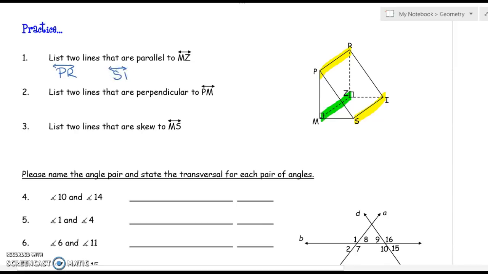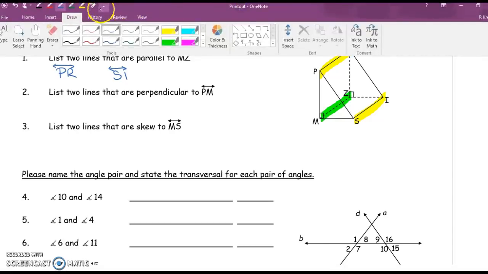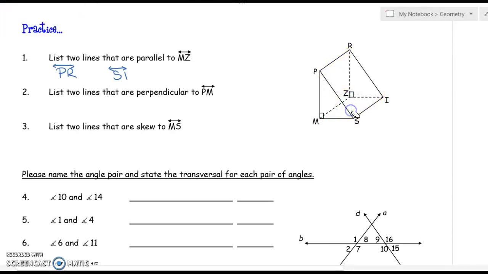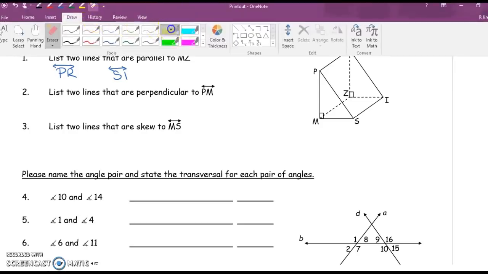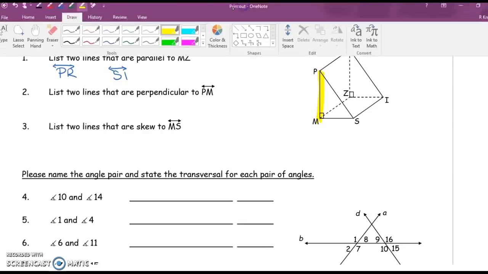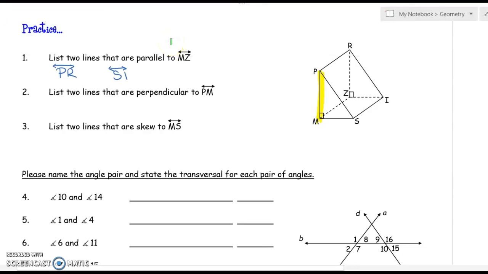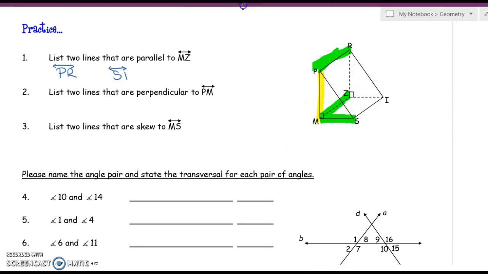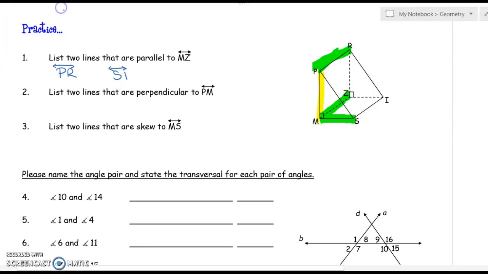Don't forget your notation. All right, now we've got two lines that are perpendicular to PM. So let's highlight that. Here's PM. And it's going to be a line that makes a right angle with it. There's only two lines that are going to do that. Actually, there's three. There's three lines that would be perpendicular to it. You've got PR, you've got MZ, and then you would also have MS. So pick two of those. Any of those two are going to be perpendicular to PM.